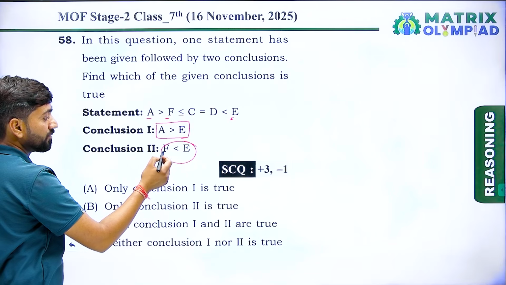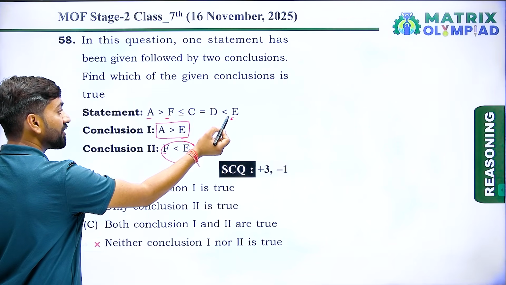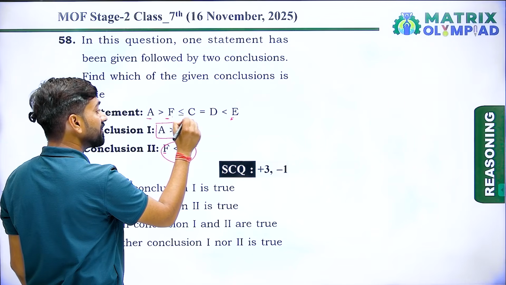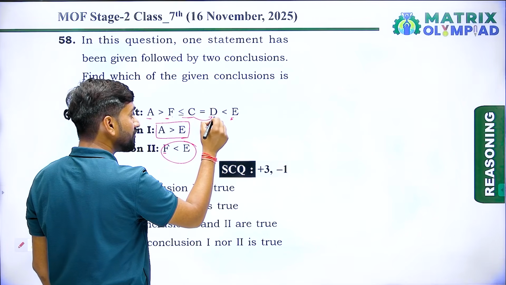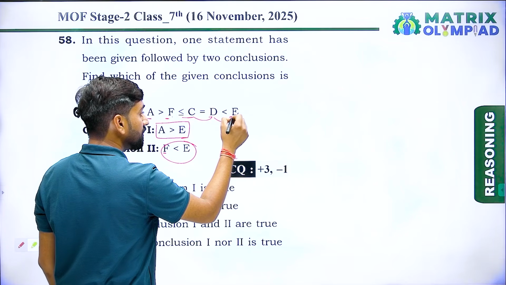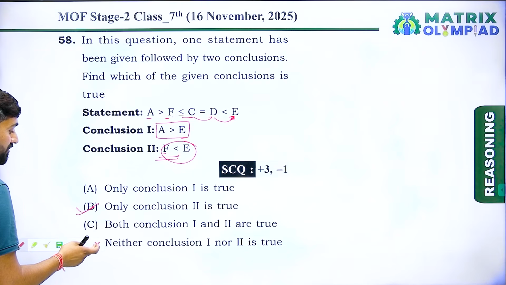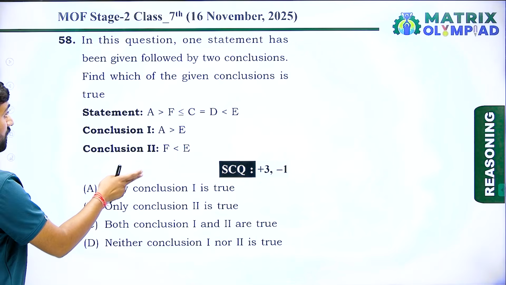The second conclusion states that F is less than E. Yes, it is true. F is less than E. See, F is less than or equal to C and also to D and also to E. So we can say that conclusion 2 is right for the given statements. Now let's move to the next question.